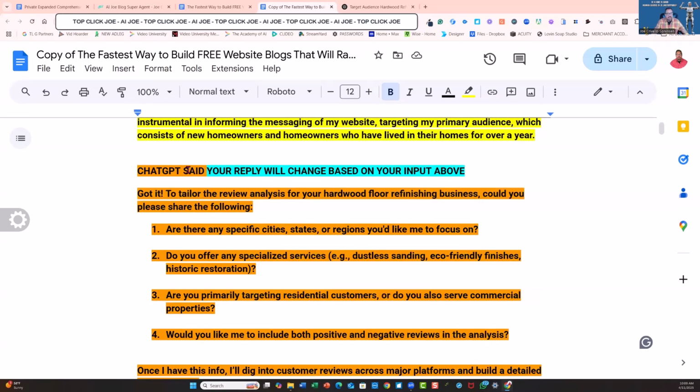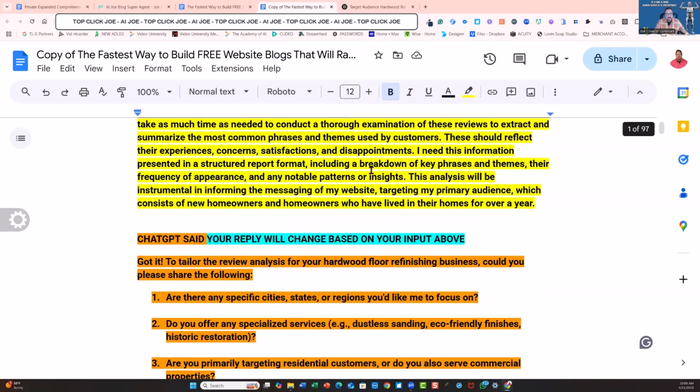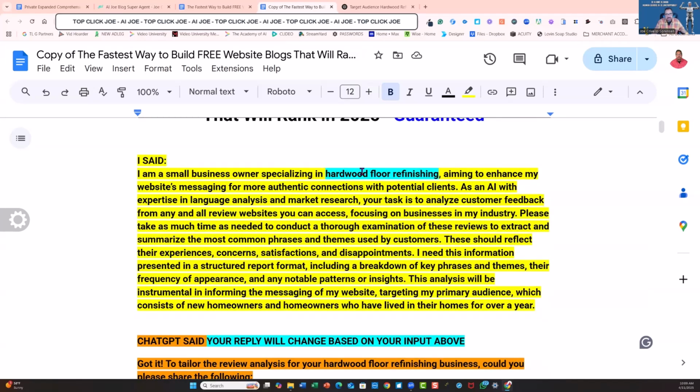Where I say ChatGPT said, that means that's the reply based on what I just put into ChatGPT here, and it's going to have your service here. Like I said, you're just going to get rid of this and put your service in, okay? It's simple as that. Anywhere it's blue, you're going to change it to yours.